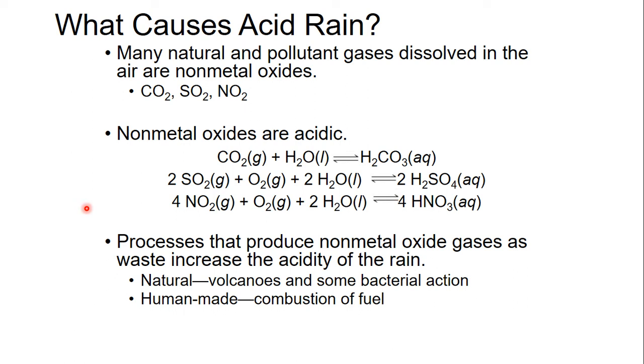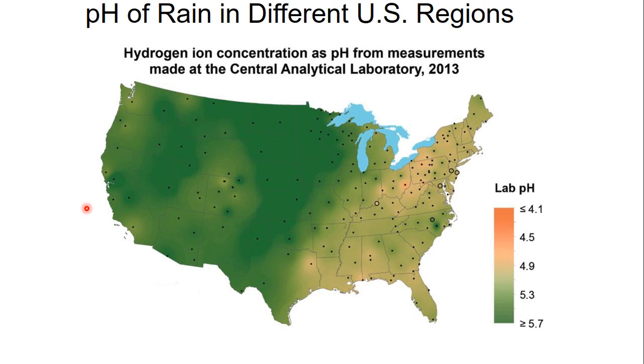Now, naturally, this happens on Earth. Volcanoes can do this. Some bacteria can do this. But with the combustion of fuel, we have increased the amount of CO2, SO2, and NO2 in our atmosphere by manyfold. And so what has happened is that we have acidified our rain. We have created acid rain.